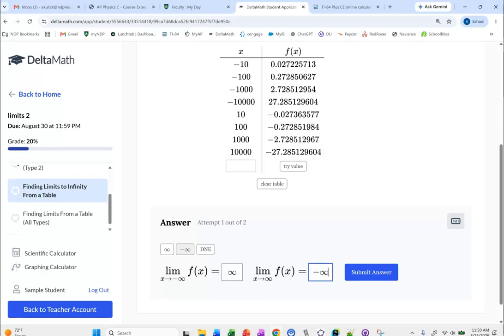Or at least it's behaving linearly at the end. We don't know what is happening in the middle. It could be doing all kinds of crazy stuff. But the ends appear to be linear. What do you guys think? Does this feel okay? All right.